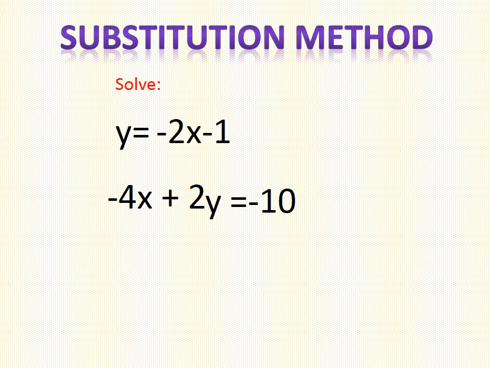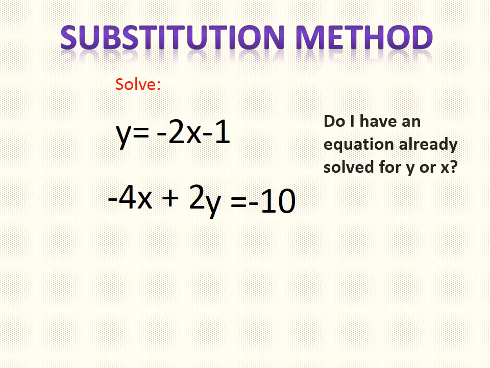To be able to solve a system of equations by substitution, we have to answer a very important question. Do we have an equation already solved for y or x? If we have one equation already solved for y or x, we move on to the next step. If not, we should isolate one of the variables by itself in one of the equations. And in this case, we have one equation, y equals negative 2x minus 1, already solved for y in terms of x.